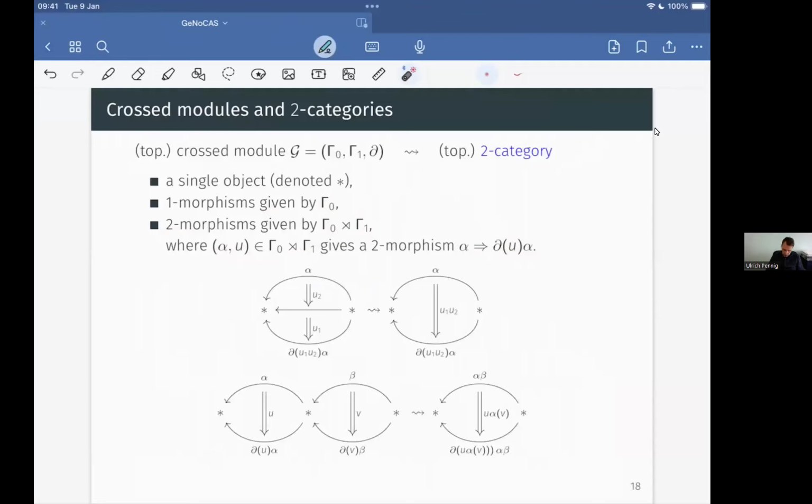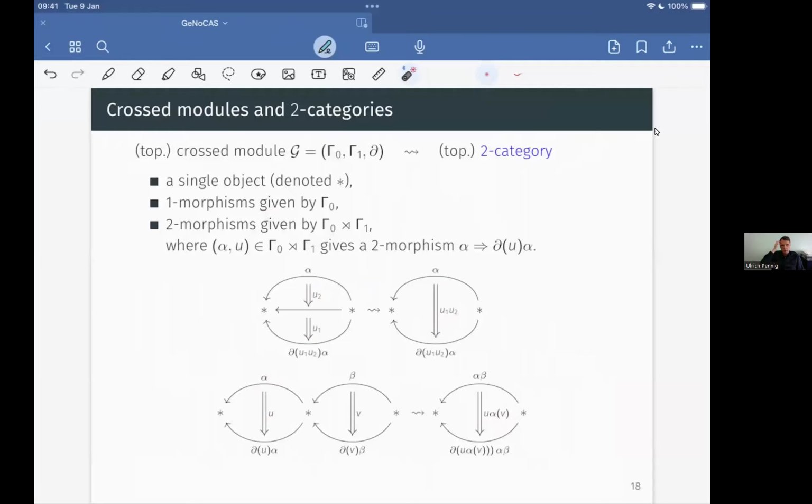And since you want a 2-category, you need all kinds of compositions. You need a vertical composition and a horizontal composition. I've depicted what these are. So for example, this vertical composition where you compose 2 of these elements in gamma 1 is just the multiplication in gamma 1. And the horizontal composition works like this, where you don't take the product of u and v, you take u times alpha of v. So this product becomes twisted by this alpha here. And this whole structure gives you a 2-category.